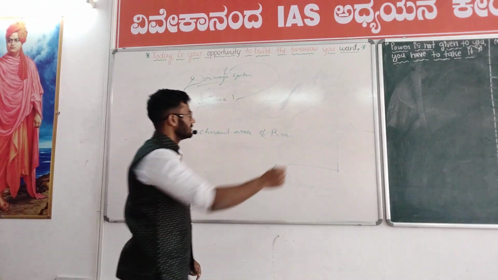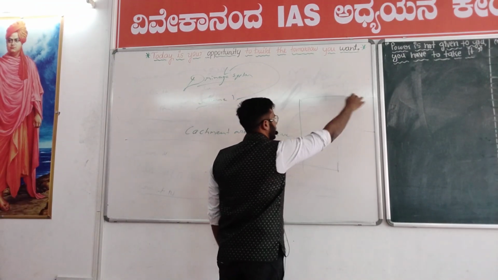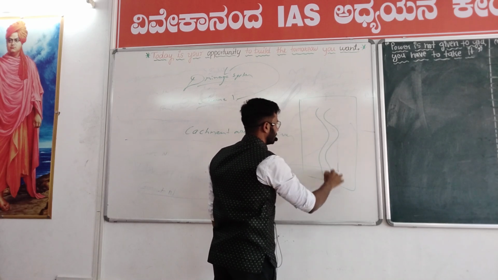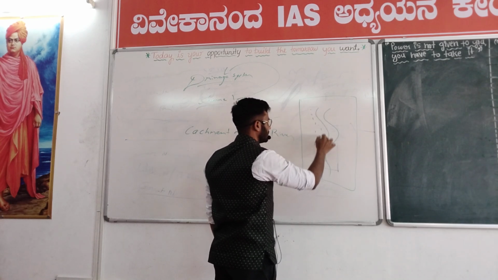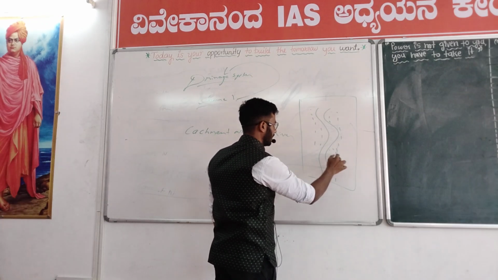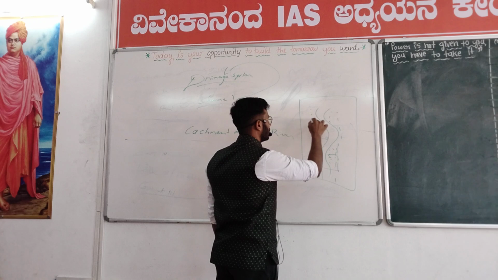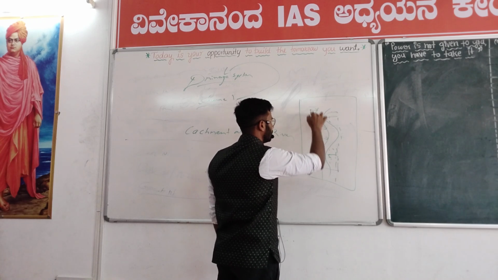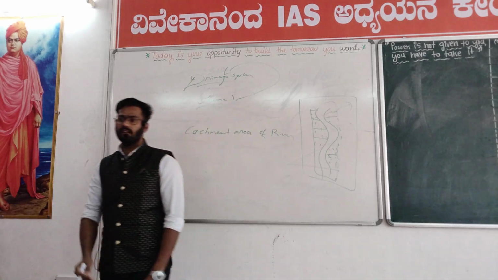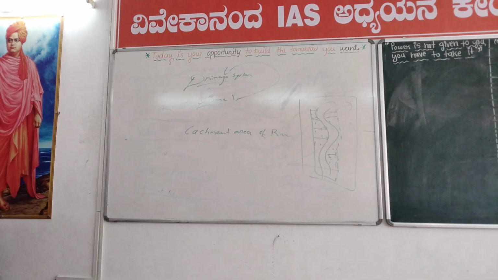Like consider this is the plain, entire plain, and river is flowing like this. Like this is the precipitation. From this area river is getting water, like the precipitated water going to collect like this. So from here, this is the catchment area of the river. Okay, from where river collects its water. Then what is the basin?